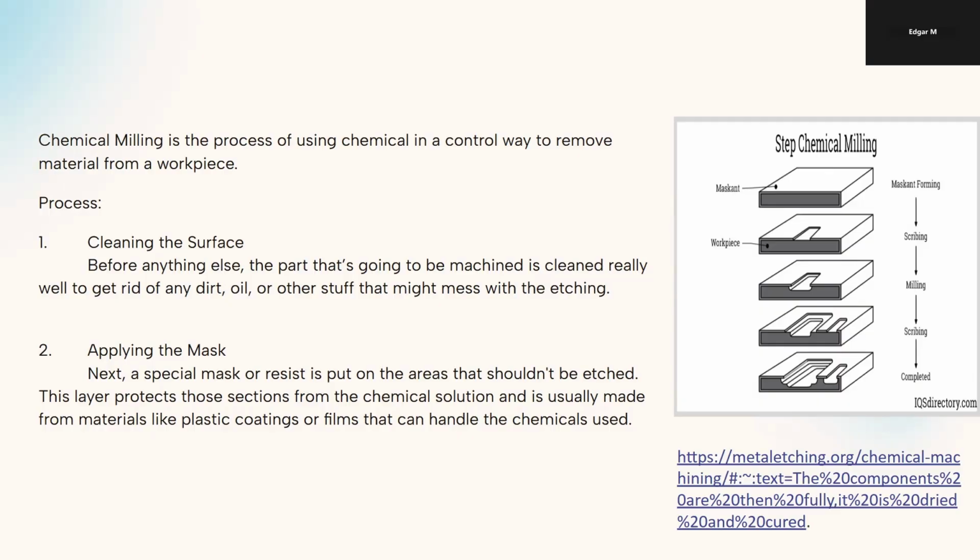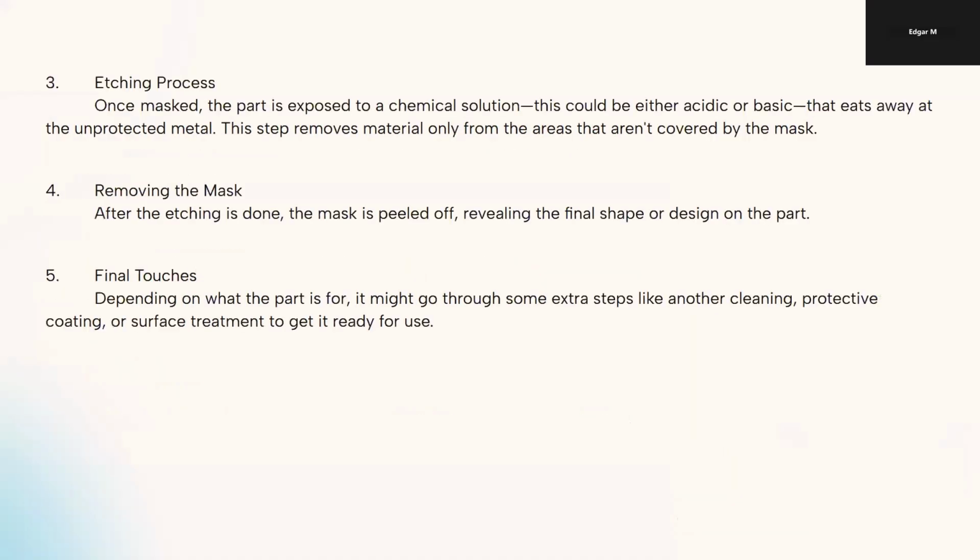Applying the mask. Next, a special mask or resist is put on the areas that shouldn't be etched. This layer protects those sections from the chemical solution and is usually made from materials like plastic coating or films that can handle the chemical used. Etching process. Once masked, the part is exposed to a chemical solution. This could be either acid or basic that eats away at the unprotected metal. This step removes the material only from the areas that aren't covered by the mask.